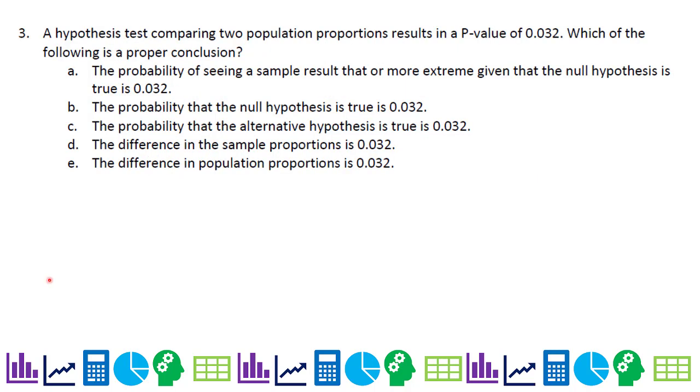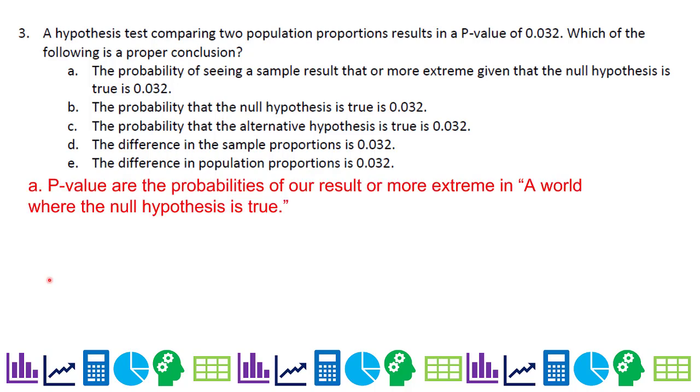Number 3, a hypothesis test comparing two population proportions results in a p-value of 0.032. Which of the following is a proper conclusion? So the probability of seeing a sample result that or more extreme, given that the null hypothesis is true, is 0.032. So this is correct. P-values are the probabilities of a result or more extreme in a world where the null hypothesis is true. That is what a p-value is. Write it down somewhere.